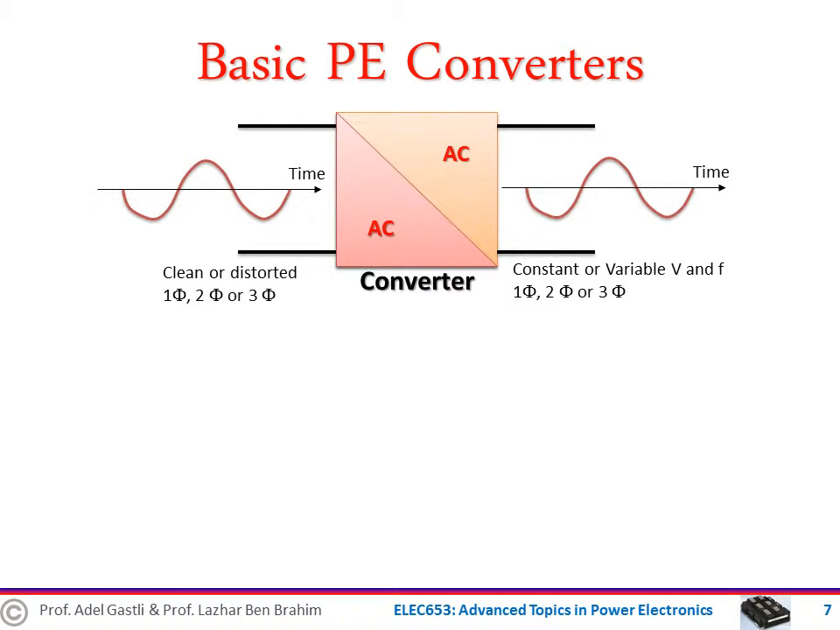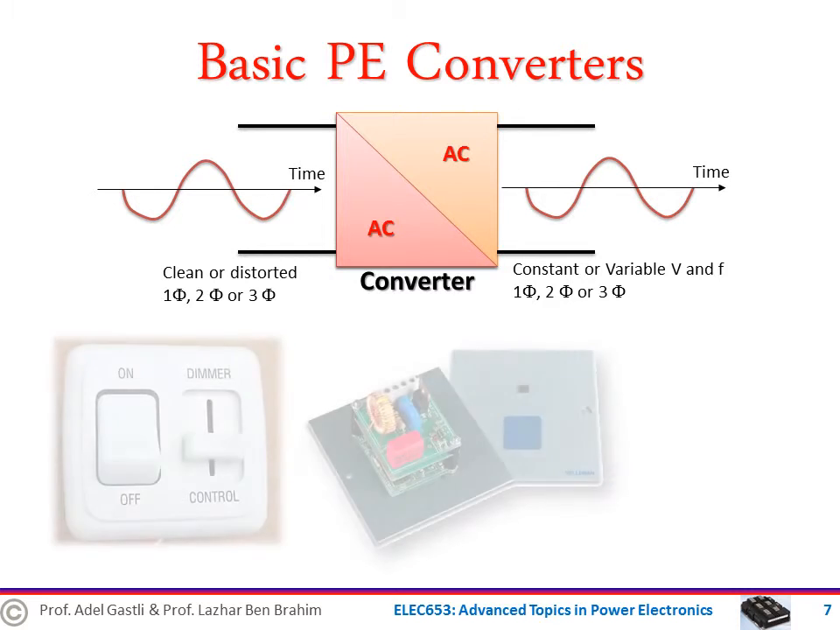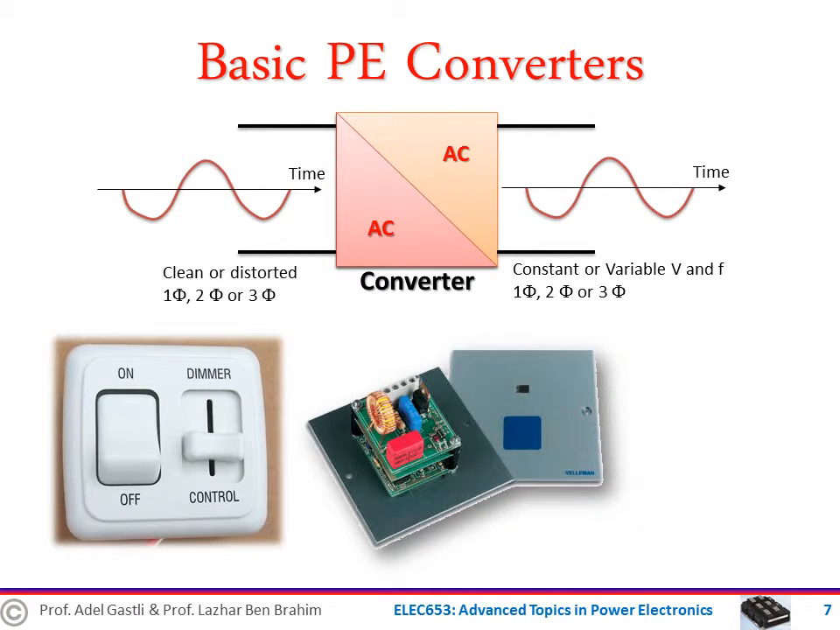Finally, if my source is AC and my load is also AC, but with different voltage, frequency, and/or phase numbers, then I need to have an AC to AC converter. Again, the source power could be single or multi-phase, clean or distorted, with constant or variable voltage, the same for the load power requirements. So we can have several different topologies of the AC to AC converter. A good example is the light dimming system, or what you call a light dimmer, which controls the light brightness by varying the AC voltage RMS.